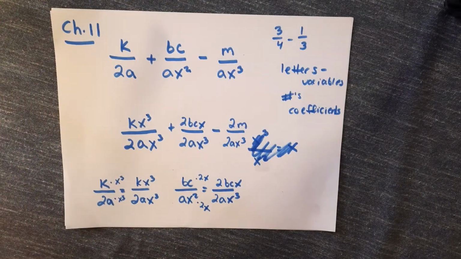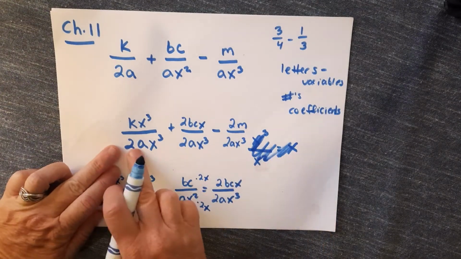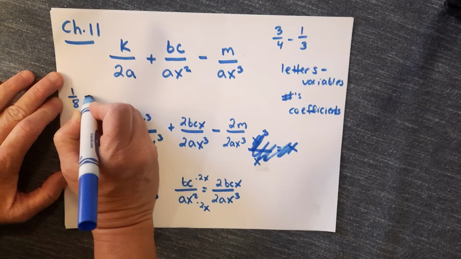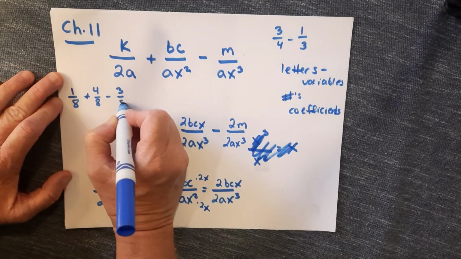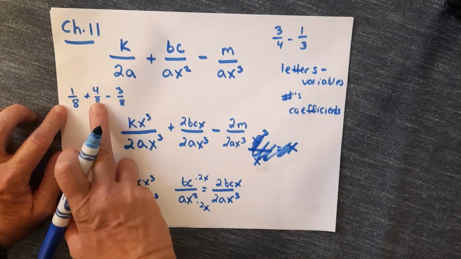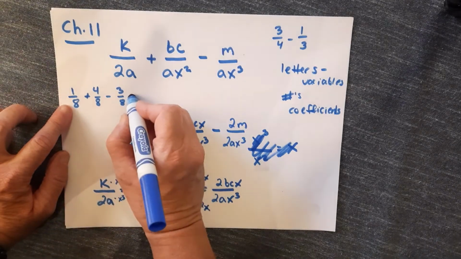Now we are almost set. Just like if we had a problem where I had 1/8 plus 4/8 minus 3/8, all you would have to do is, we have 1/8 plus 4/8, that gives you 5/8, and then we subtract 3/8, we would get 2/8.